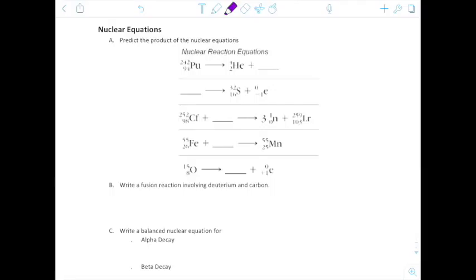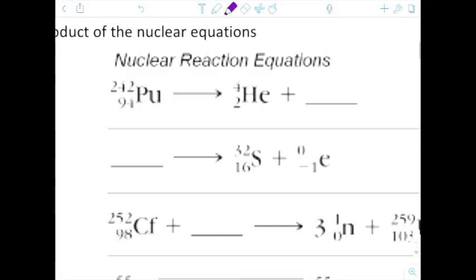Welcome to the Unit 13 guided practice for the remediation packet, starting with nuclear equations. It says predict the products of the nuclear equations. So in our first one, we see that we have plutonium. It produces a helium in an alpha decay.